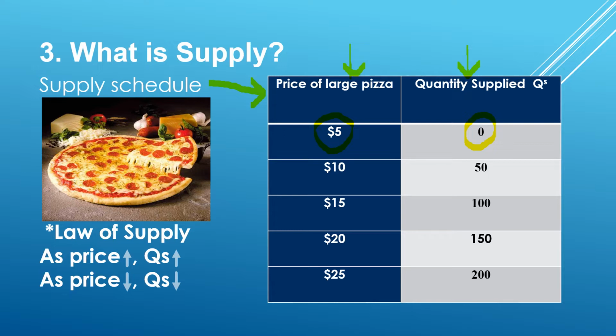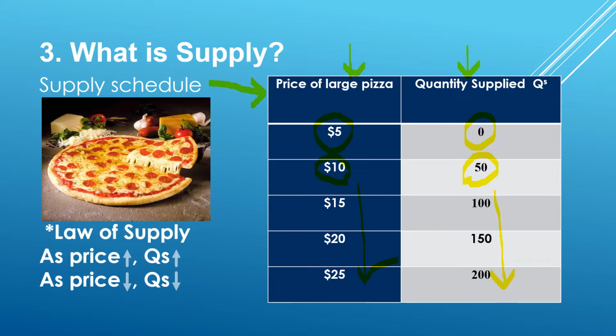At $5, probably the price is so low. If the pizza maker makes it, it might turn out losing money. So he is not willing to produce any for sale. But if the price goes up to $10, he is willing to produce 50 for sale. So you can see that as the price continues to go higher, he is willing to make more for sale because as the price goes higher, he can earn more money, right? Make more profit.